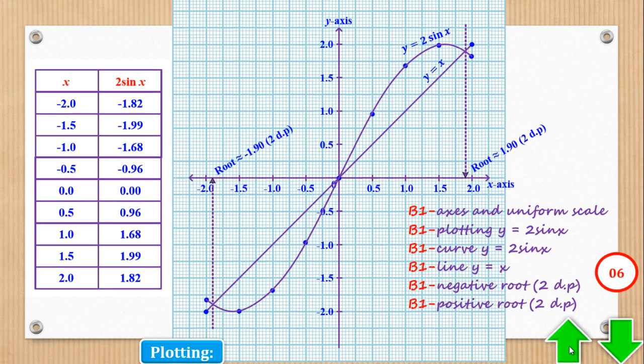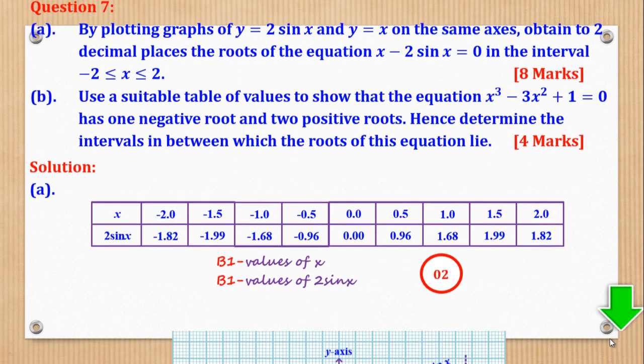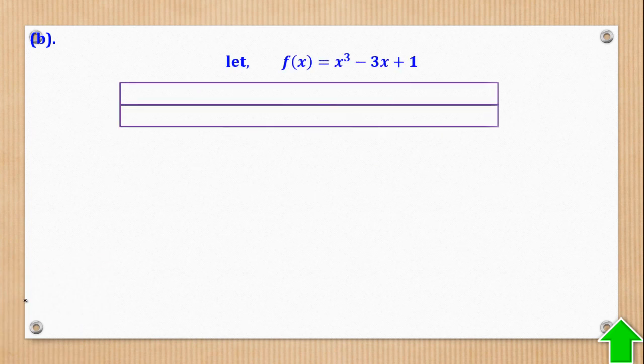That was part A. What about part B? Part B says, use a suitable table of values to show that the equation this has 1 negative root and 2 positive roots, and hence determine the intervals in between which the roots of this equation lie. So this is about tabulation. So that is our f(x).